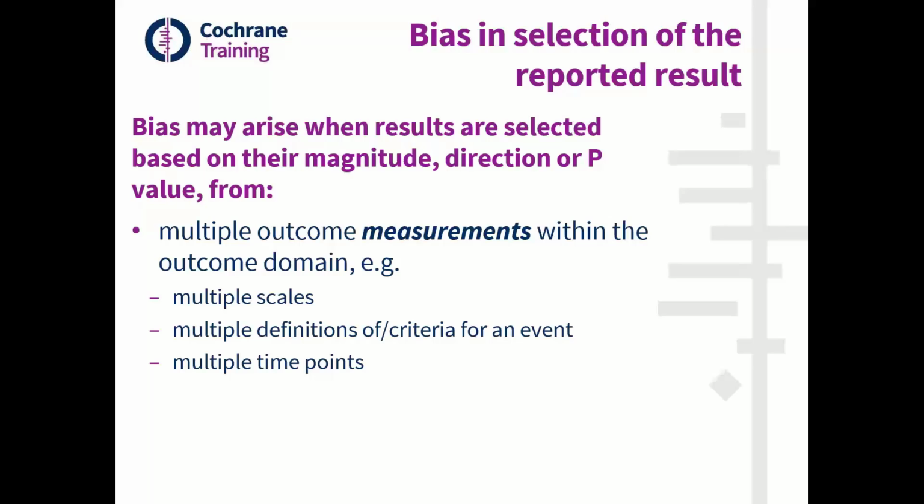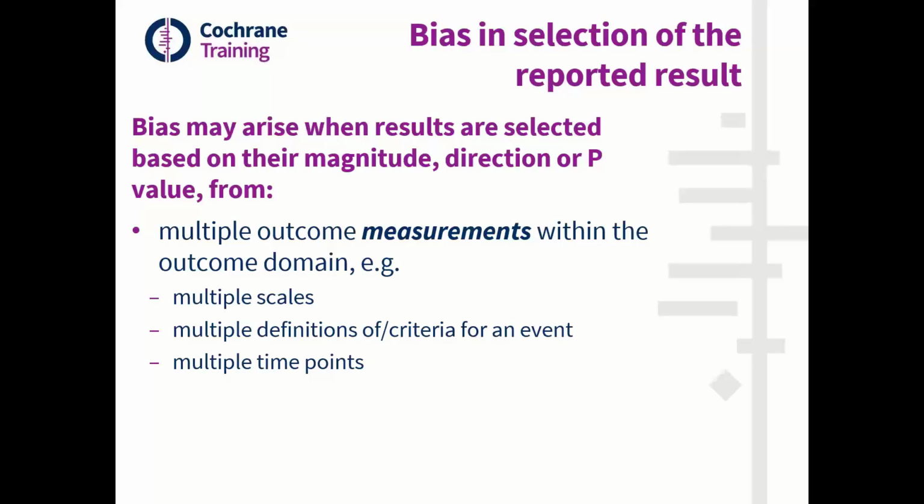So bias in selection of the reported result can occur through 2 main ways. The first is when results that are selected for reporting or presentation in an article have been selected because of the magnitude of the result, the direction of the effect, or the statistical significance of the effect, based from the authors having done multiple outcome measurements for a particular domain, and then only reporting one of those particular results. So in other words, in more colloquial terms, we refer to this as cherry picking of the results.